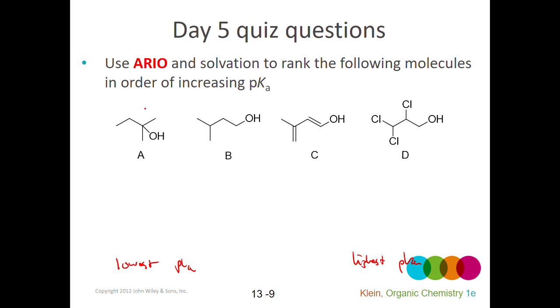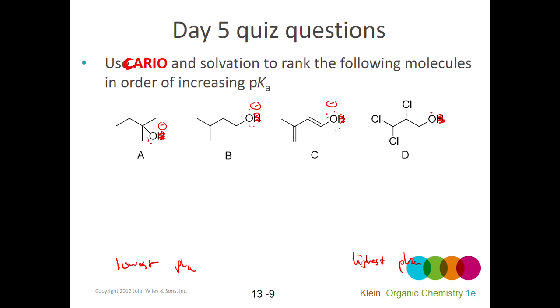So what I'm noticing here is that the quantity of charge is going to be the same on each one of these. Each one is going to have to lose a proton and create a negative, and that's what we're judging. How easy is it for one to lose a proton and create a negative versus the others? That's how we're going to rank them.